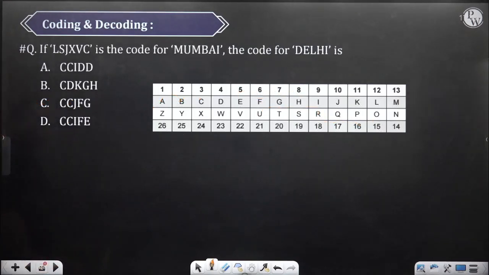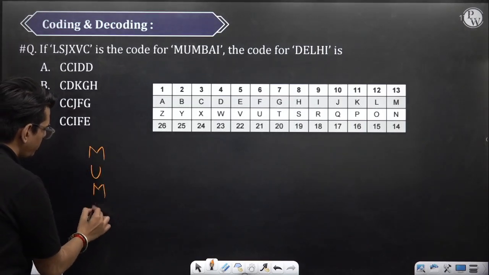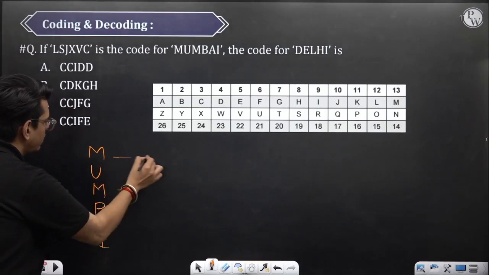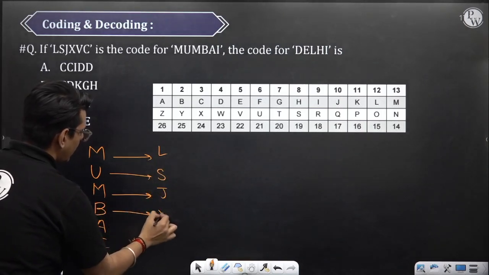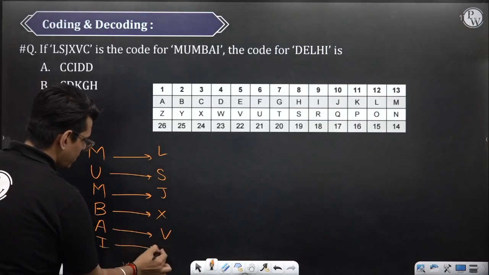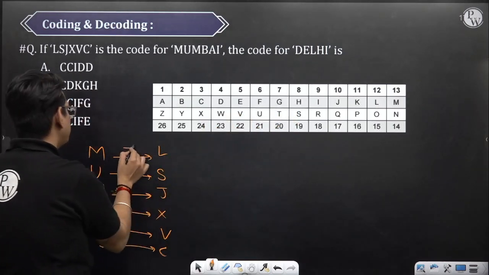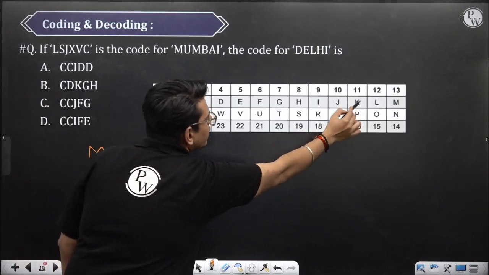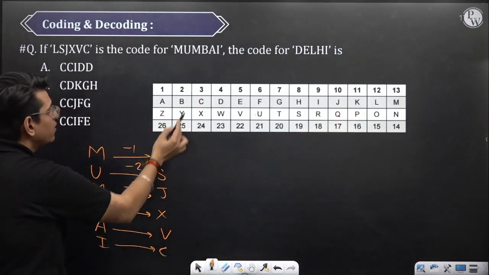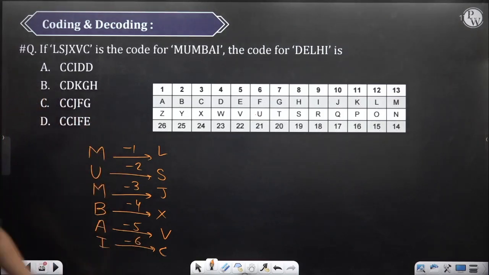Another question. If LSJXVC is the code for Mumbai. So for Mumbai, the code is what? It is given as L, S, J, X, V and C. So I can see alphabets are moving backwards. So M is there, L is -1, U is here 1, 2, -2, M to J 1, 2, 3, -3. Most probably B 1, 2, 3, 4, -4. So the pattern will be this. From the first three, we can see the pattern is going like -1, -2, -3, -4, -5, and -6.